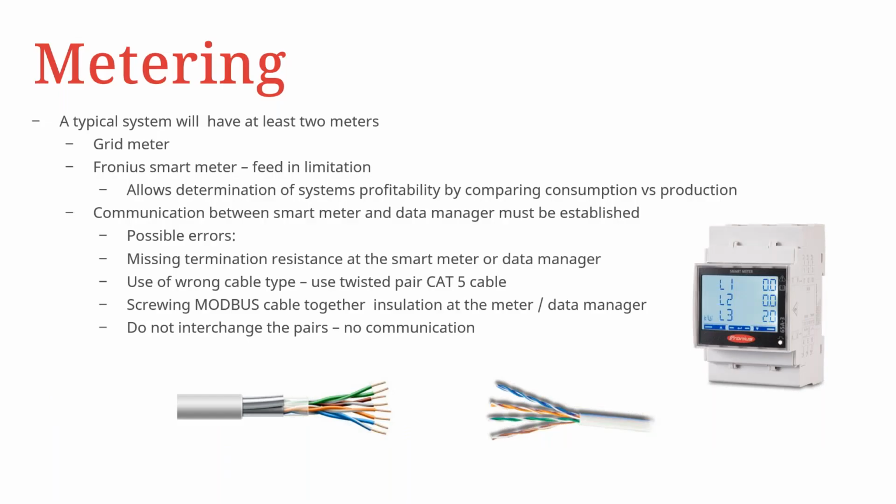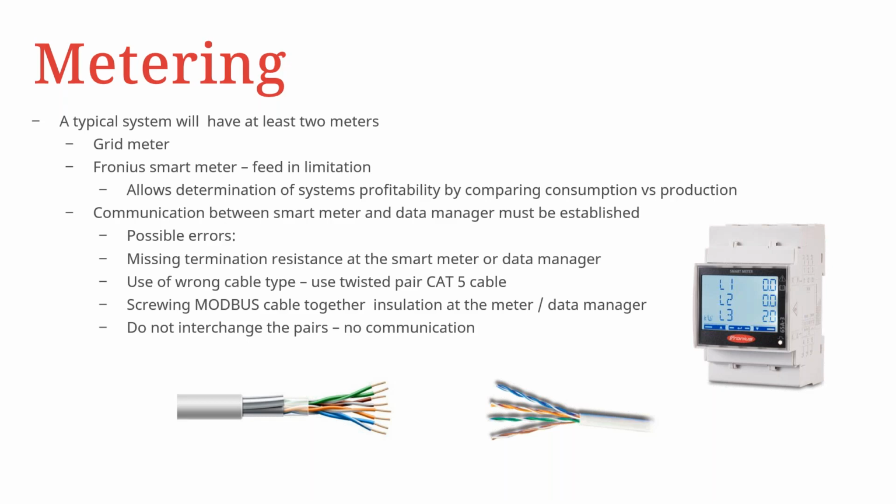On the metering side, a typical system will have at least 2 meters. So always a grid meter that's provided by your grid operator, as well as a Fronius smart meter is always needed. So this is to help achieve zero feed-in limitation or the feed-in limitation if necessary. So it allows determination of the system's profitability by comparing the production and the consumption side.